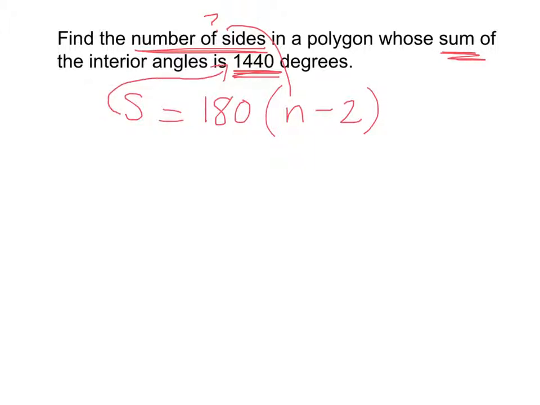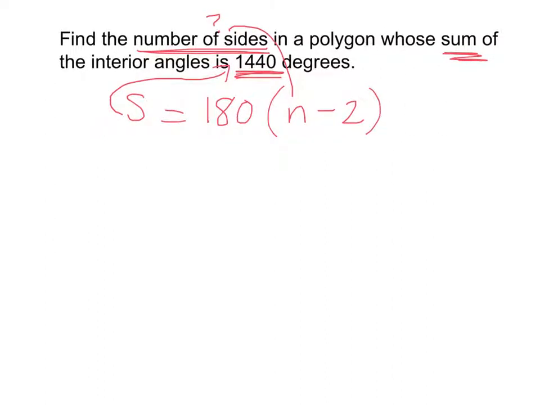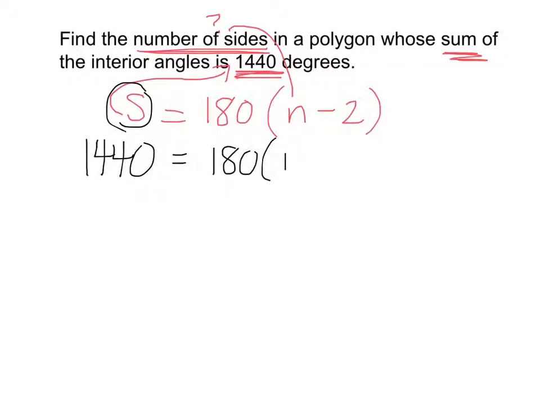Okay, so I'm going to replace s, which is the sum, with the value. What is the sum equal to? 1,440, so 1,440 is equal to 180 bracket n minus 2. I don't know n, this is what we need to find. When you have a number in front of a bracket, what do you need to do to expand this? Yes, distributive property, thank you.